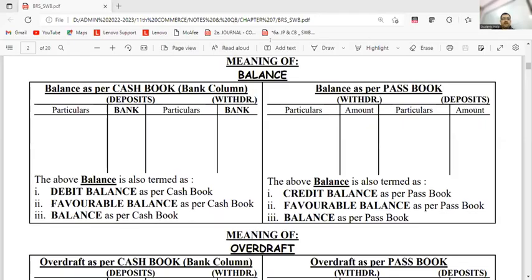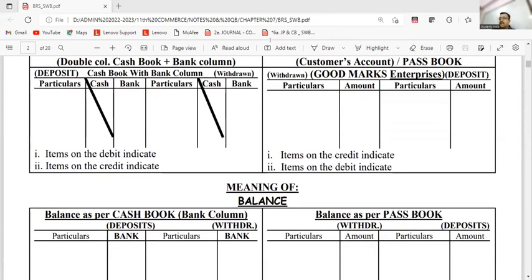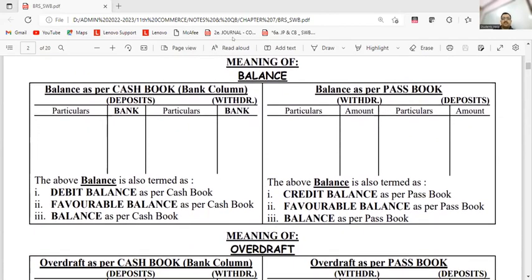And prior to this, we have done how to record the transaction by us in the cash book and by the bank in our account. Let's start with the balance, children. Very simple to understand.